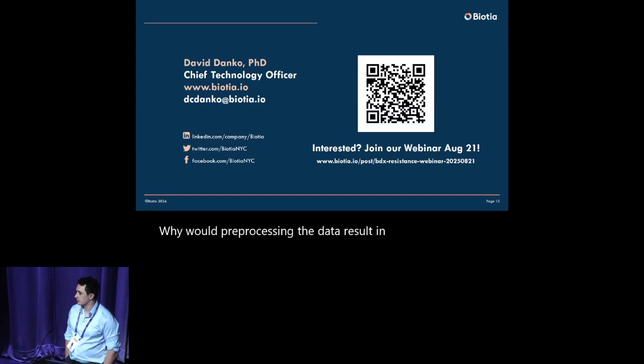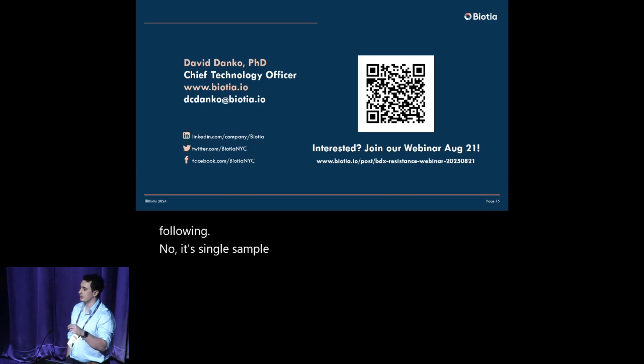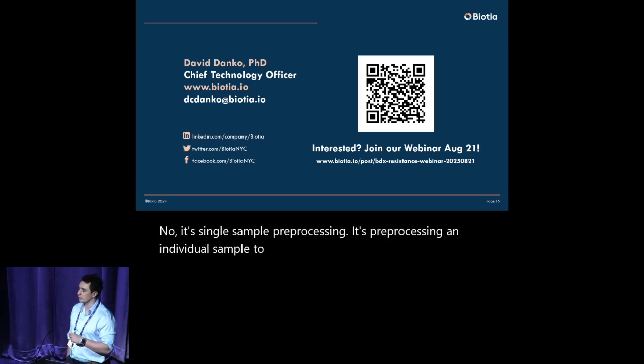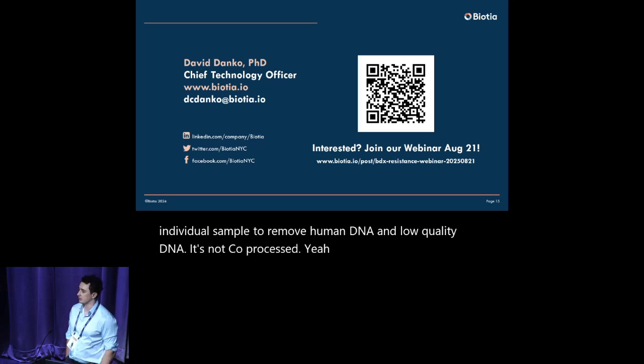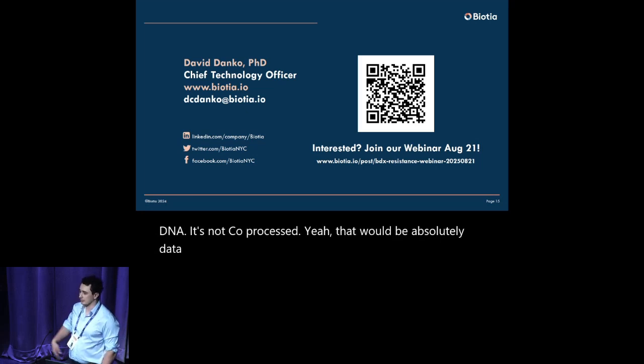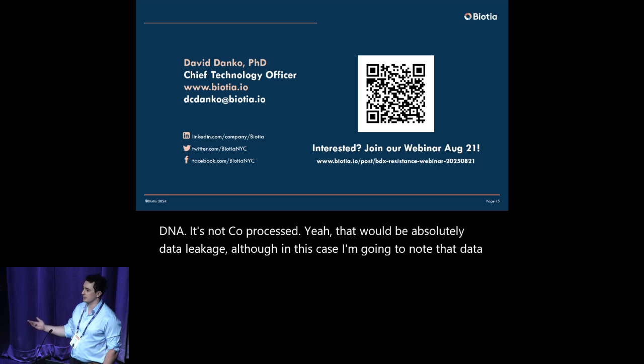I'm not following. It's one of the principles that validates machine learning best practices, if you pre-process your training and test data together. No, it's single sample pre-processing. It's pre-processing an individual sample to remove human DNA and low quality DNA. It's not co-processed. That would be absolutely data leakage. Although in this case, I'm going to note that data leakage isn't possible because we didn't even have the labels for the test set.